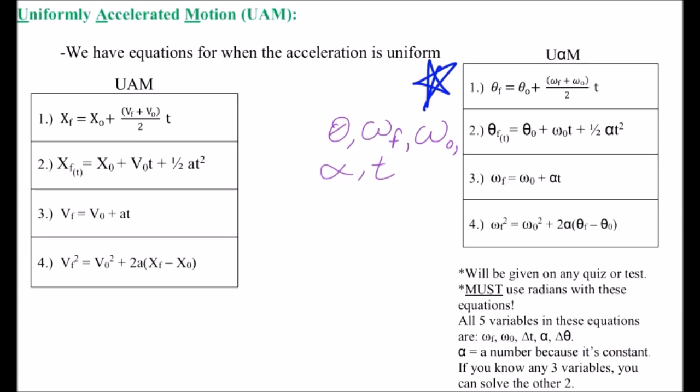Then it's uniform. Just like in linear kinematics. No, alpha is fishy thing. Omega is the booty.